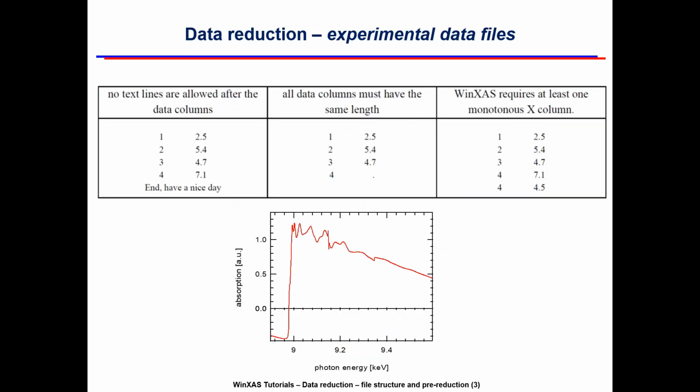When opening an experimental data file, WinXAS can automatically interpret a variety of file structures. However, for this procedure to work, certain conditions must be met as shown here. First, no additional text lines must appear after the data columns. This will result in an error message and the spectrum will not be displayed. Second, all data columns must have the same length. And finally, at least one data column must exhibit a monotonous increase or decrease to be used as x-axis for the experimental spectrum.